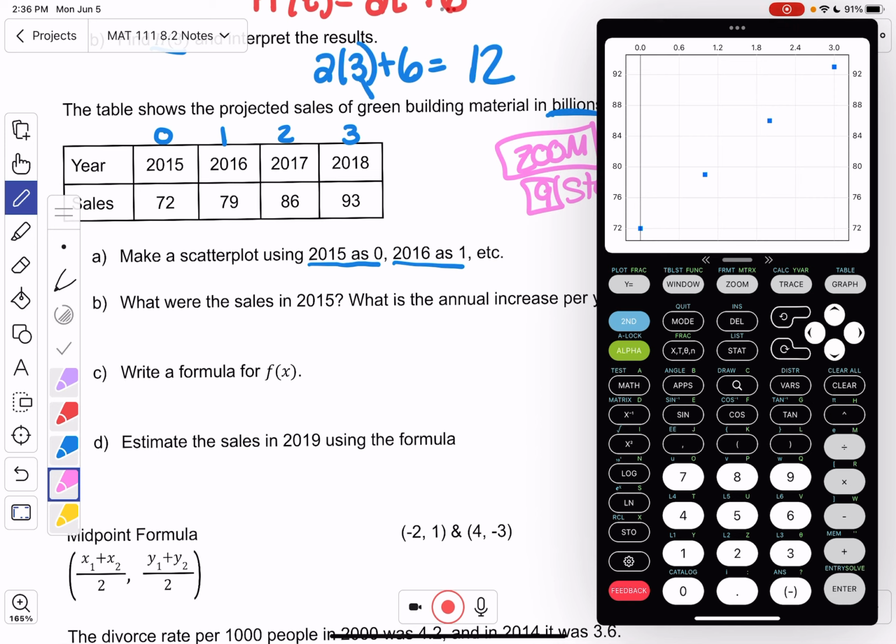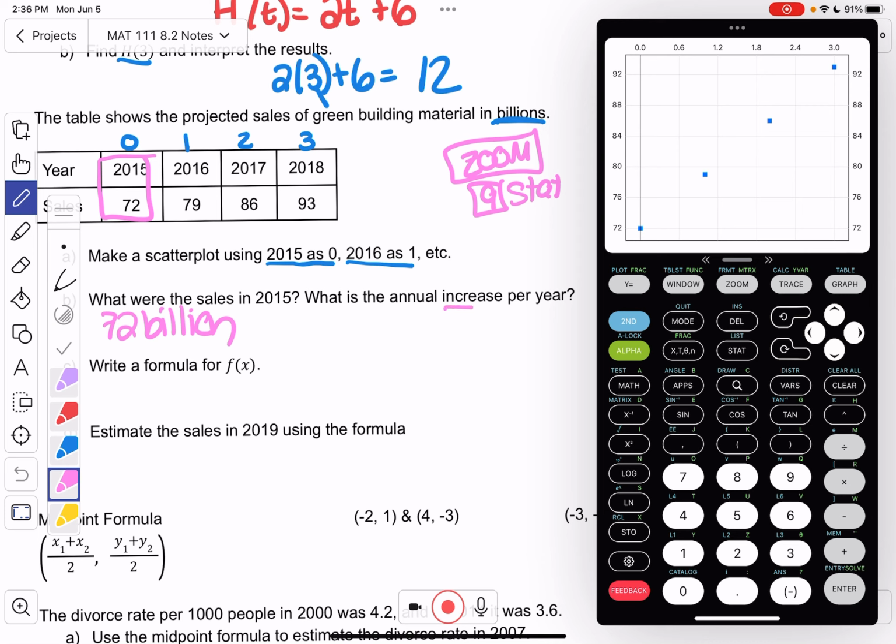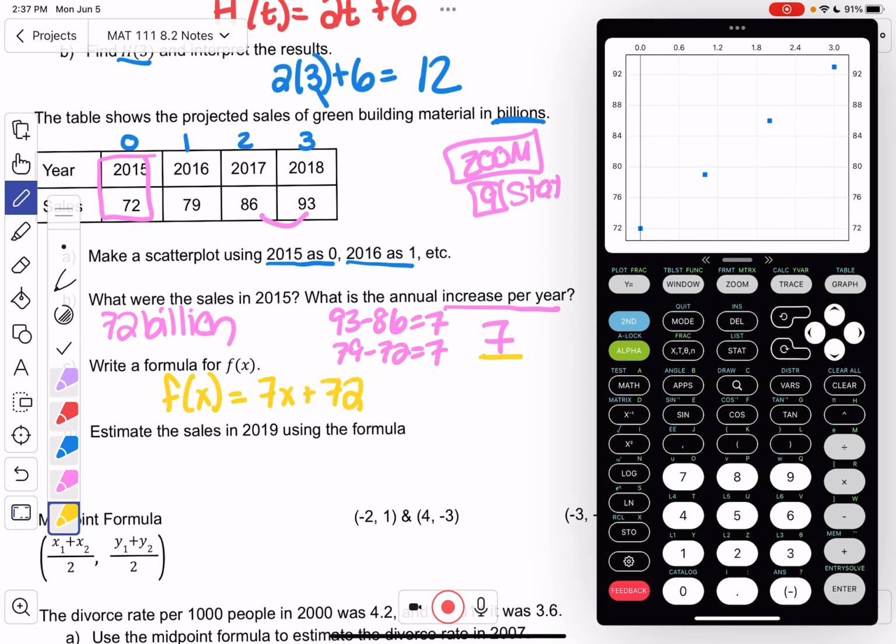Now, what were the sales in 2015? If we look at this first box, the sales were 72 billion. That's our initial, that's when we started. What is the annual increase per year? That's our rate of change. To find those increases, we need to subtract. 93 minus 86 is 7, or 79 minus 72 is also 7. So our increase per year is 7. To write a formula for that, we'd say f of x, our slope would be the 7x, and our 72 billion would be the initial value.